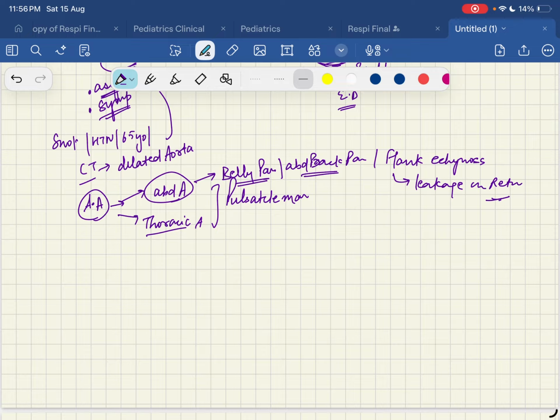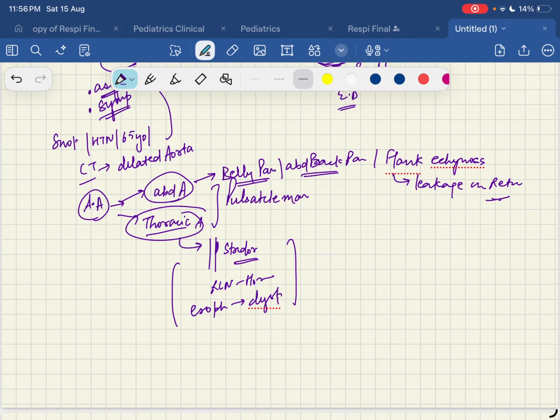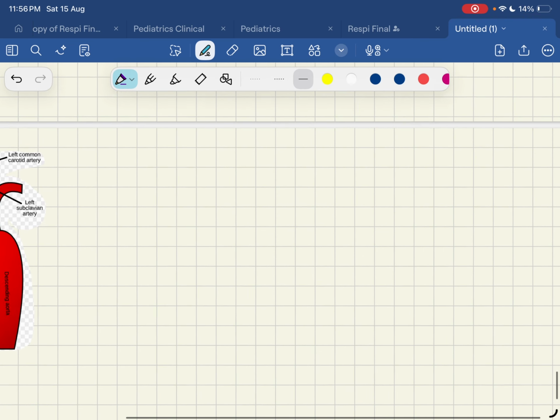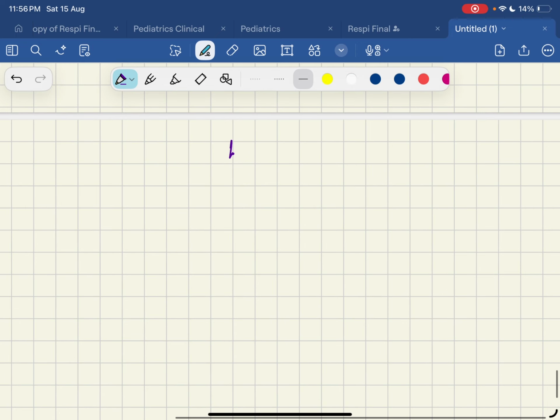And the thoracic aorta can present with some other non-specific features. It can compress the trachea and lead to stridor. It can compress the recurrent laryngeal nerve and lead to hoarseness, and it can also compress the esophagus, leading to dysphagia. See, these symptoms can be present in many conditions relevant to the thorax, so these are not that specific. So what we need to do is learn how to investigate and how to go for surveillance of such patients.